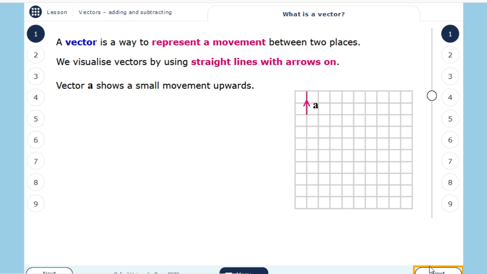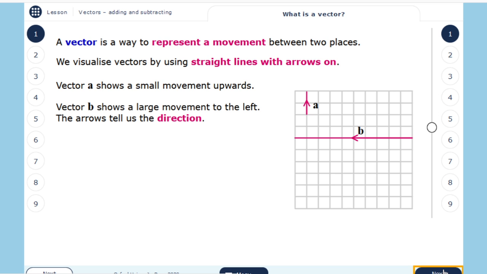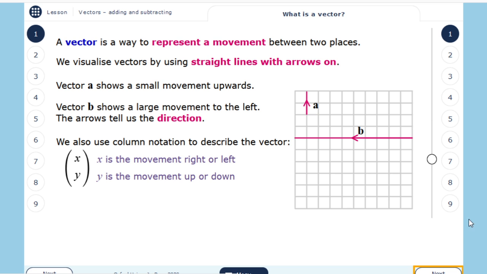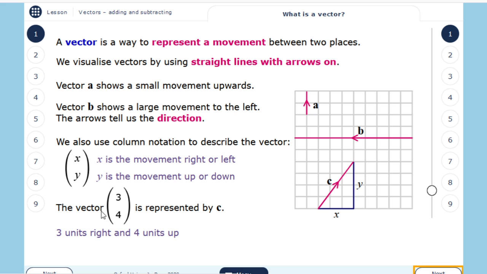Vector A shows a small movement upwards. Vector B shows a large movement to the left. The arrows tell us the direction. We also use column notation to describe the vector. X, Y, basic, so X is the movement right or left on the X-axis, and Y is the movement up or down on the Y-axis. The vector (3, 4) is represented by C, which is 3 to the right, 4 upwards.